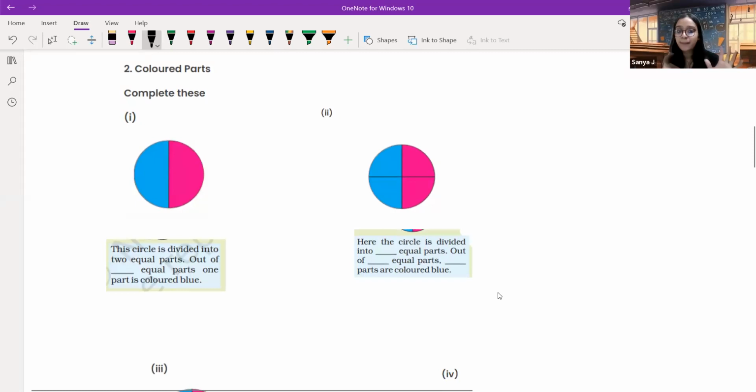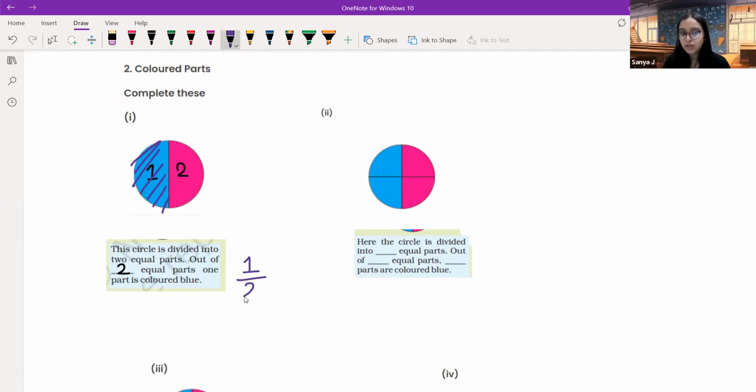We have to complete these. Now, here's a circle and this circle is divided into 2 equal parts, correct? One here and second part is here. Out of 2 equal parts, one part is colored blue. Yes, we can see that one part over here, that's colored blue. So, the part can be 1 over 2 or a half of it.